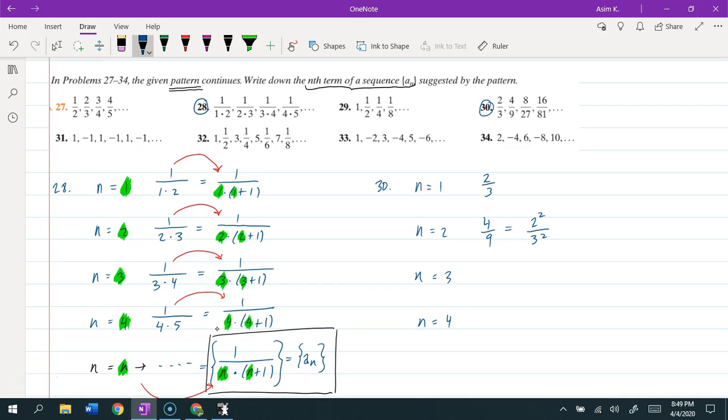All right. Let's keep moving. The next one says 8/27. And I'm staring at 8/27 going like, God, what is that? What if I called it 2 cubed over 3 cubed? You see where I'm going with these, right? Now let's look at the next one, 16/81. What if I call it 2 to the power of 4 over 3 to the power of 4?